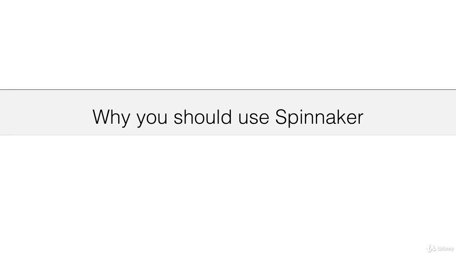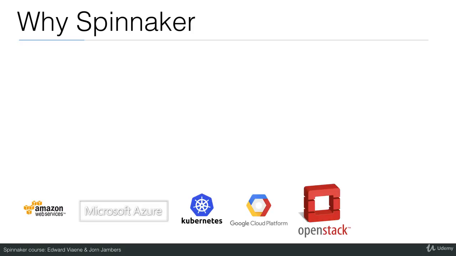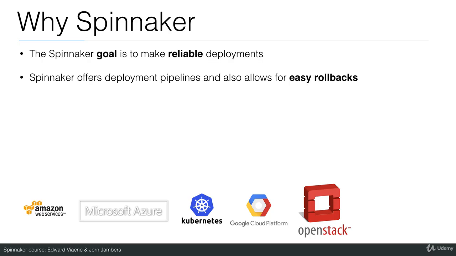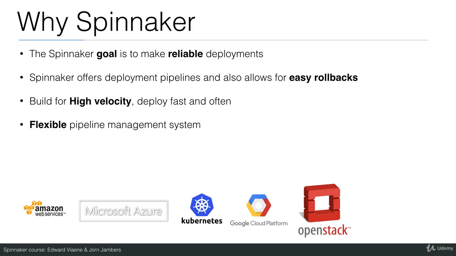In this lecture, I'll be talking about why you should use Spinnaker. Why Spinnaker? The Spinnaker goal is to make reliable deployments. Spinnaker offers deployment pipelines and also allows for easy rollbacks. It's built for high velocity, so deploy fast and often. This is very important to organizations to be able to release features quite fast to your customer base.